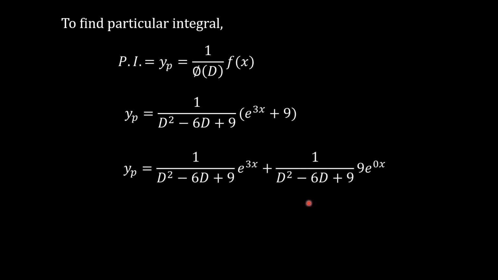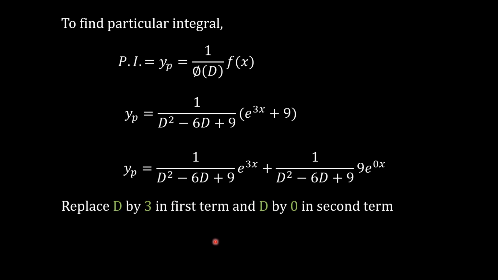That will give us an expression like this. So e^(3x) as it is, but we have seen in the last lecture, if the constant term is there, then how to evaluate particular integral in that case. So 9 can be written as 9 into e^(0x). And now use the first case. So replace D by 3 here, and in the second term replace D by 0.